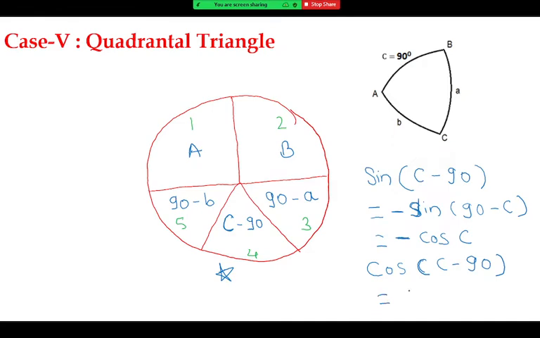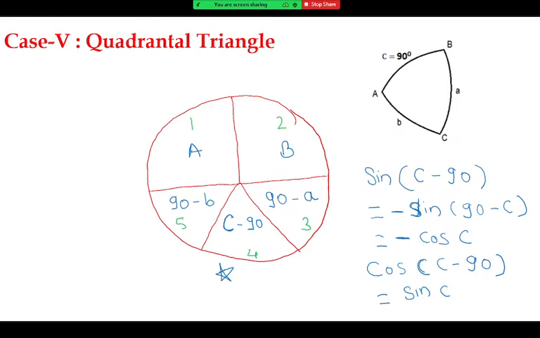Sin theta. Sin C only, correct. Minus sin C? Very good. Not minus sin C, it is a plus. Because cos of 90 minus theta, when you take minus common, cos of minus theta is a plus cos theta only. Cos of minus theta is cos. So cos of C minus 90 is sin C, or cos of 90 minus C is also sin C. Are you getting?